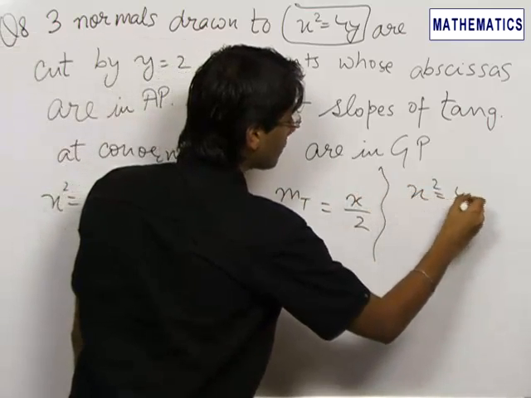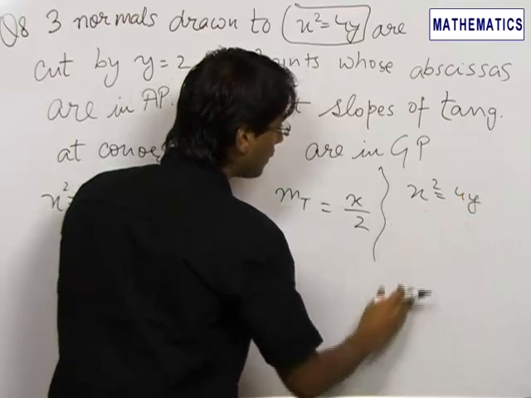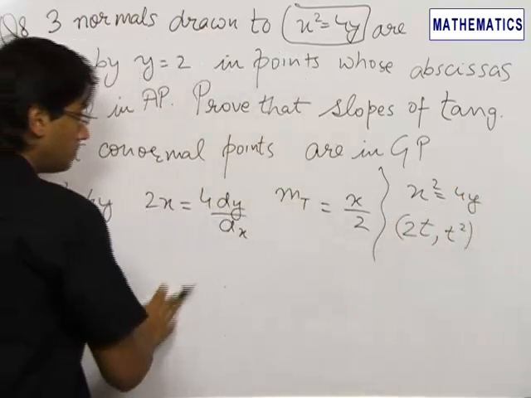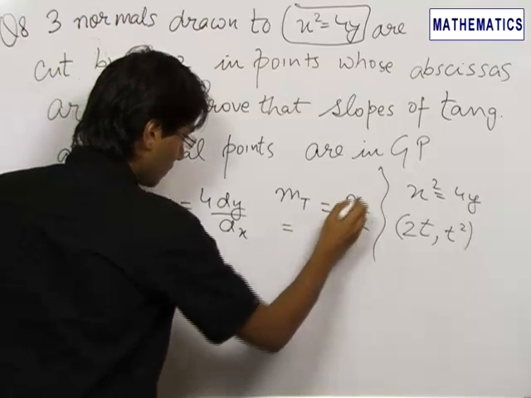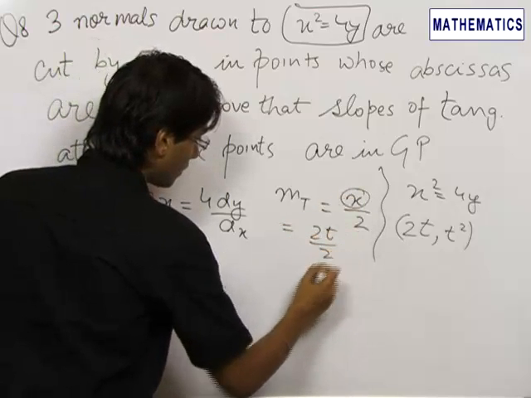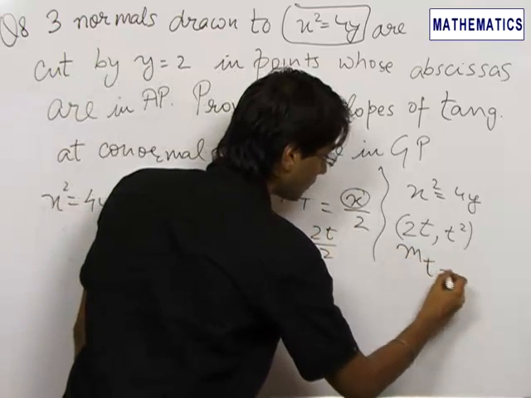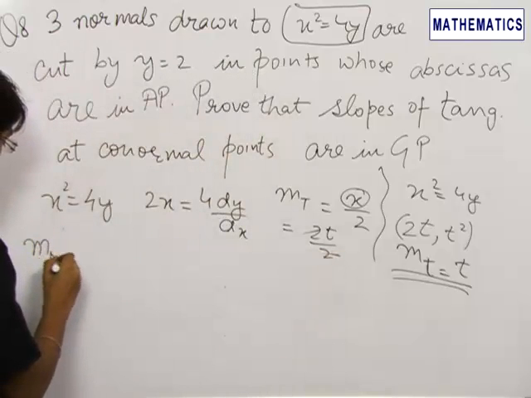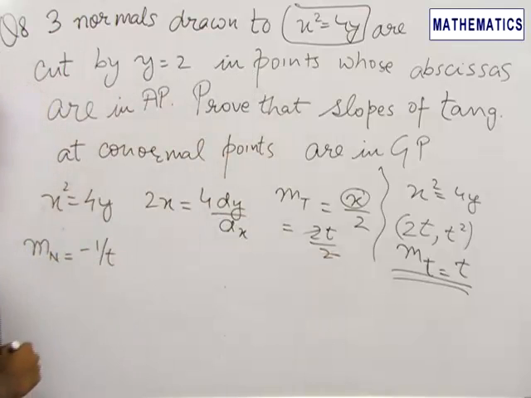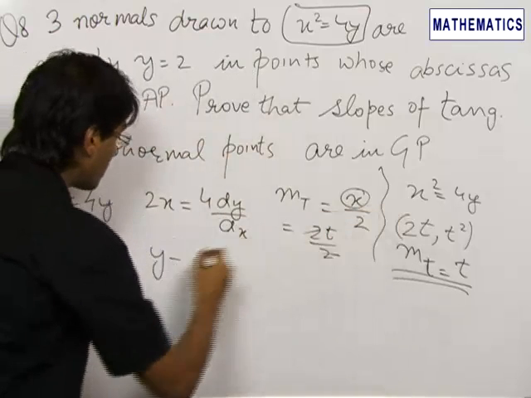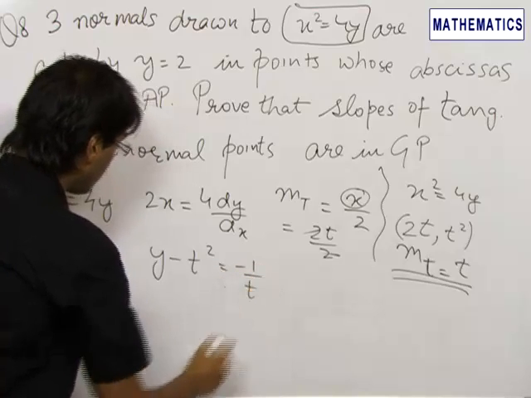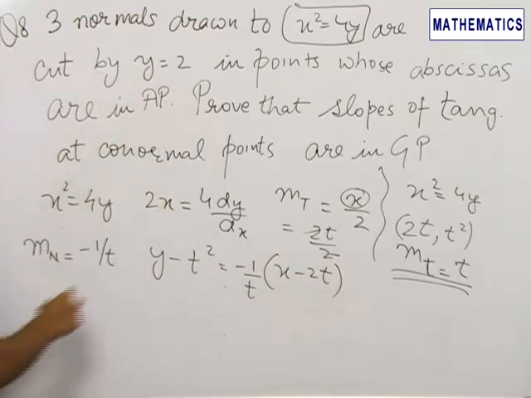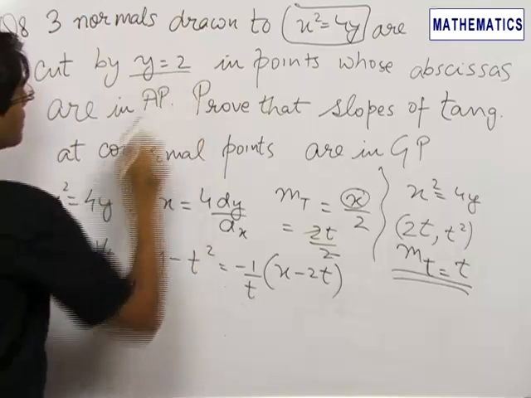X square is equal to 4y. Any general point on this parabola can be taken as 2t comma t square. So on putting x as 2t, we get slope of tangent is equal to t. Hence the slope of normal will be equal to minus 1 upon t. Hence the equation of normal can be written as y minus t square is equal to minus 1 upon t times x minus 2t, and we are given that the normal is cut by the line y is equal to 2.